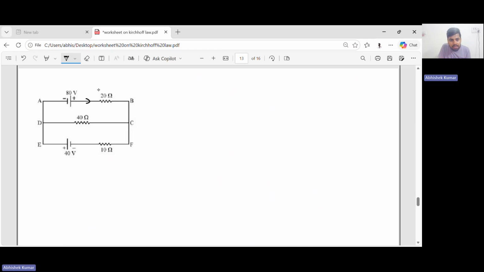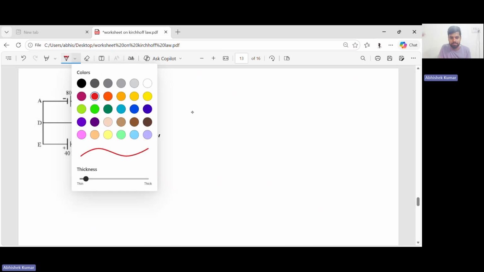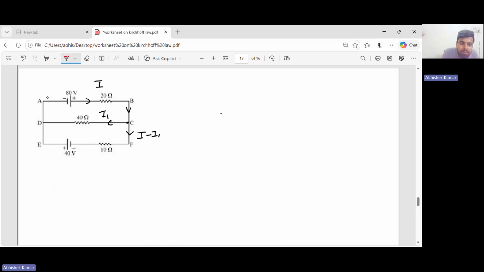So suppose from here current I is coming. How much? I. It came to this junction. So suppose on this side the current went I1. So in this side, how much current will go? I minus I1, no? Yes, sir. Correct. Now observe. If we take the loops, this is one loop and this is another loop.